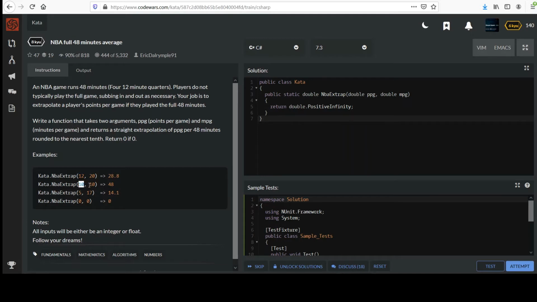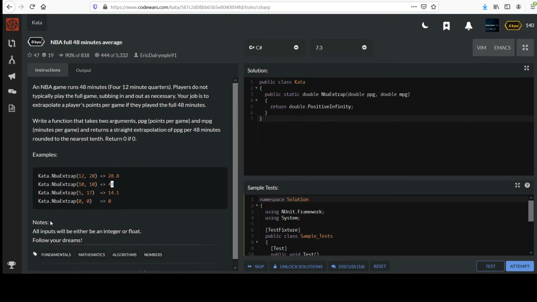10 points in 10 minutes, you multiply the 10 minutes by 4.8 to get 48 minutes. And that's how, again, 10 times 4.8 goes out to 48. So hopefully these examples make sense. Zeros, just return 0.